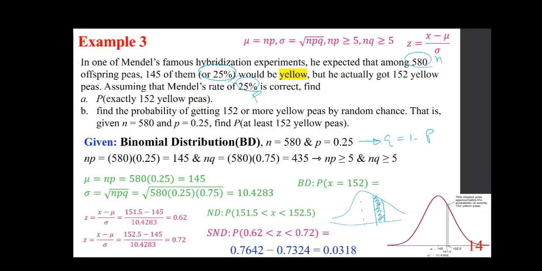So at least 152. That means X is larger than or equal to 152 when it comes to a binomial distribution. So here's what's going to happen. We need to add or subtract 0.5. Which one? Are we adding 0.5? In other words, we're going to change this to 152.5. Or are we subtracting? We are changing it to 151.5. Which one and why? You're going to subtract so you can include the 152.